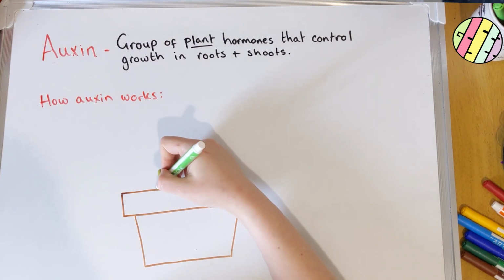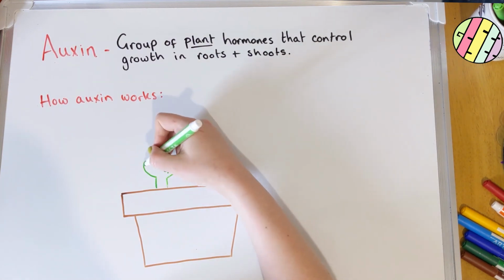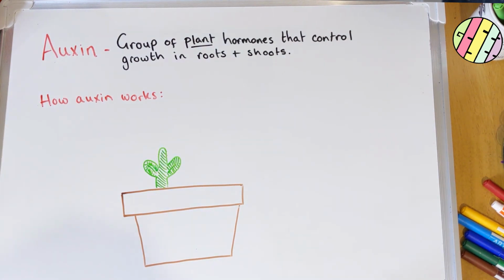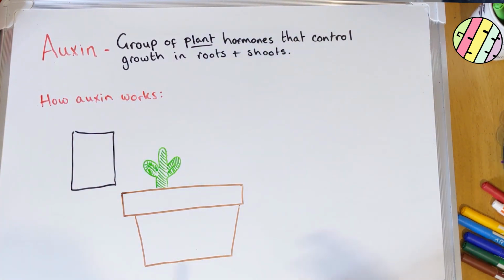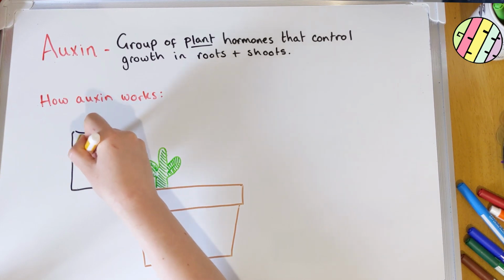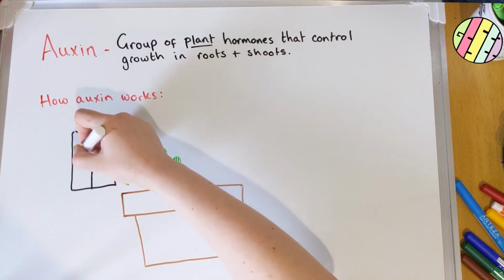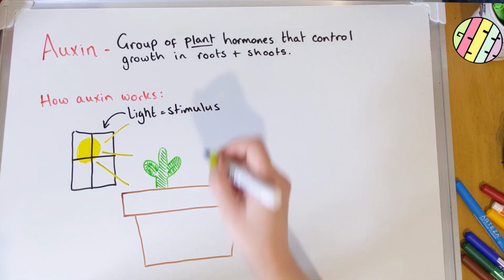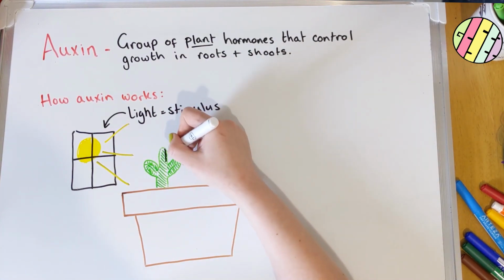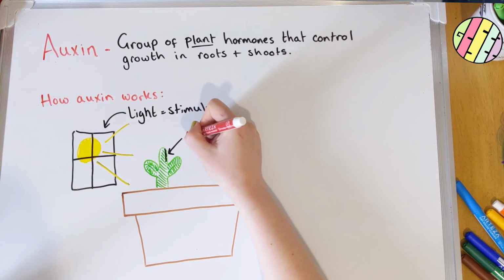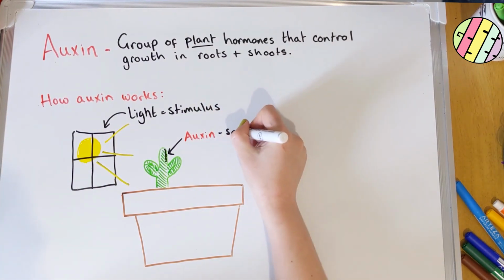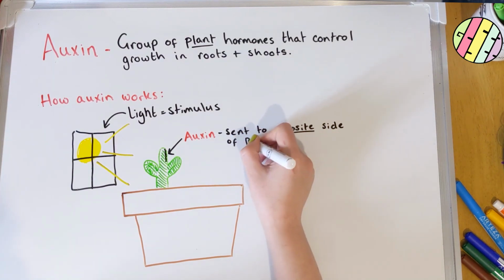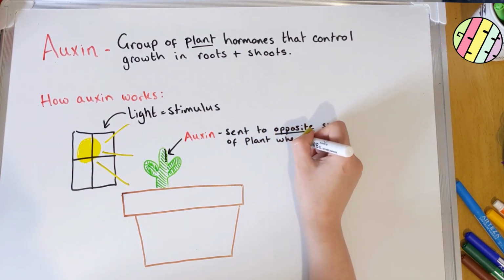So how auxins work: you have a plant growing in a pot like the one I'm drawing at the moment, and you have whatever stimulus it is. We're going to be looking at light first, so phototropism. I find it personally easiest to get my head around because you've observed, hopefully, some plants growing towards light in your lifetimes. So what will happen is the light is the stimulus. When that hits the plant, that will cause this auxin hormone to start to be deposited on the opposite side of the plant to where the stimulus is.